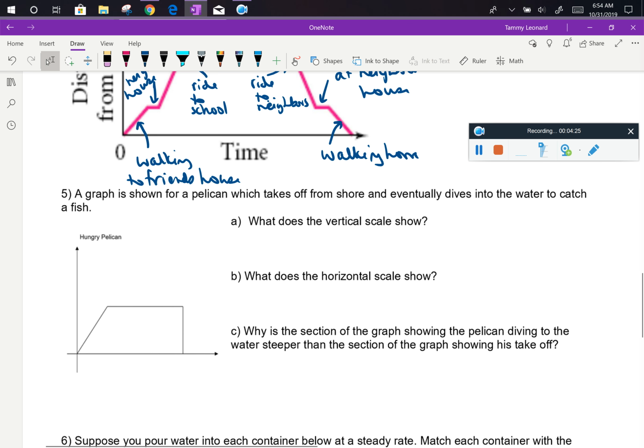In number 5, it says a graph is shown for a pelican which takes off from shore and eventually dives into the water to catch a fish. We're asked what the vertical scale should show. So that would be our y-axis. So that vertical scale should show the height above the water.